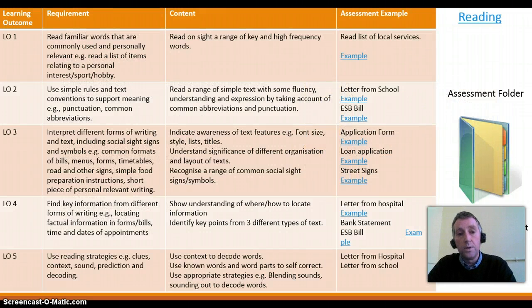In activity 1, we looked at the learning outcomes. For learning outcome 1, read familiar words that are commonly used and personally relevant. We asked Mary to make a list of local services and answer some questions on it. So just a quick look at that.